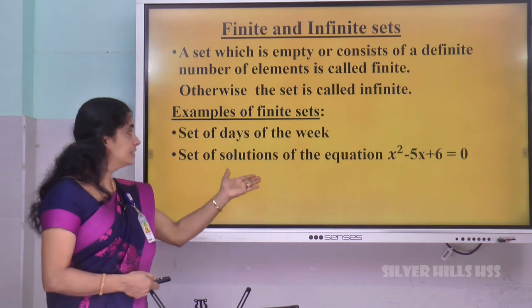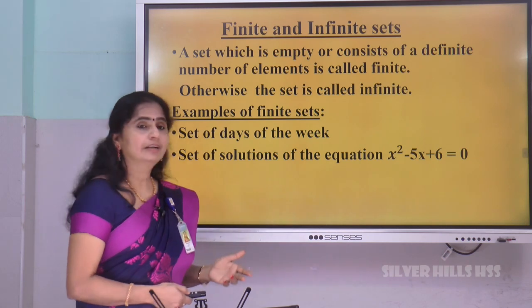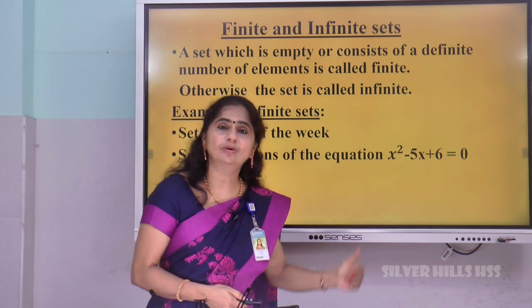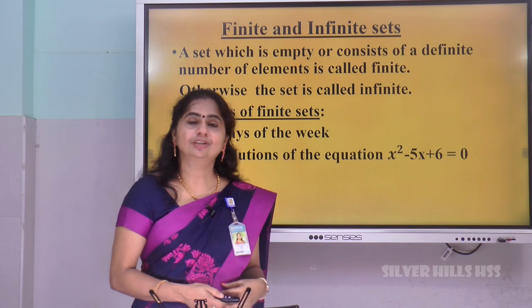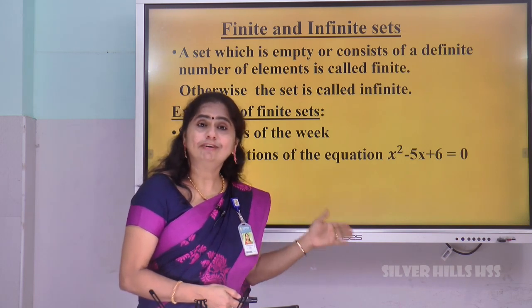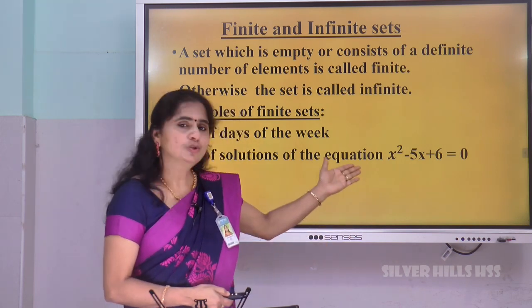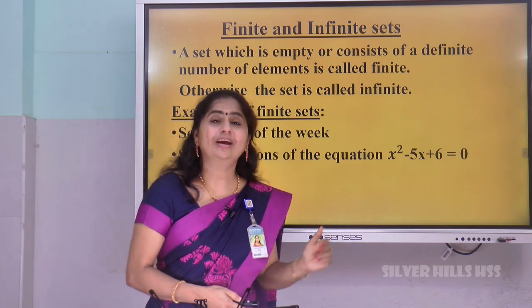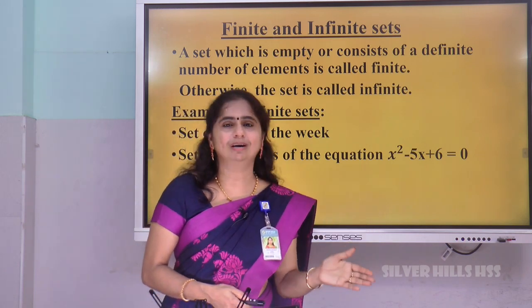Similarly, if you're asked to write the set of the solution of the equation x squared minus 5x plus 6 equal to 0, it's a quadratic equation. You know that it has got a finite solution, say (x minus 2)(x minus 3) equal to 0. So x is equal to the set {2, 3}.